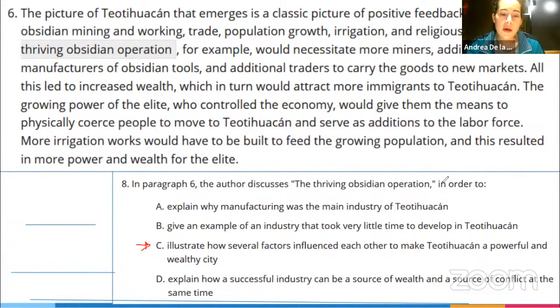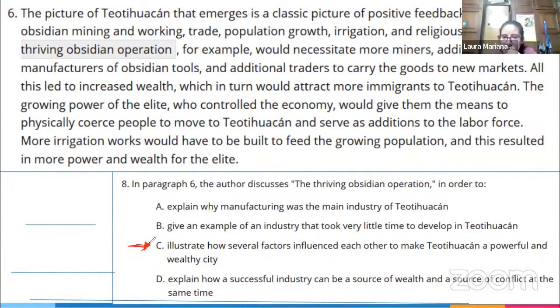Great. Okay, guys, can you tell me why? Can any of you explain? It explains the thriving obsidian operation adds some repercussions. For example, they would necessitate more miners, additional manufacturers of obsidian tools, and so on. And then all of these led to increased wealth.